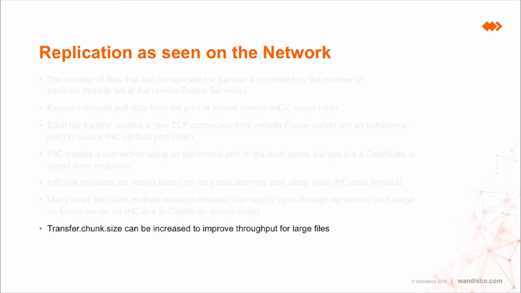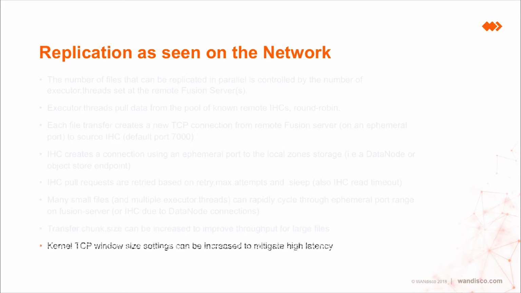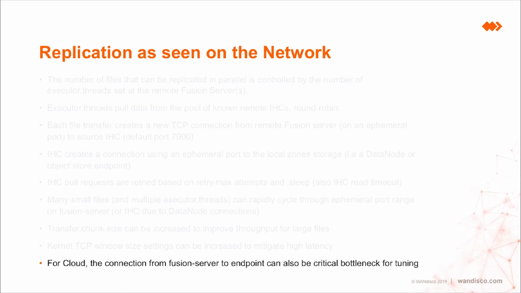The transfer chunk size can be increased to improve throughput for the larger files, and the kernel TCP window size settings can be increased to mitigate high latency. For the cloud, the connection from the Fusion server to the endpoint can also be critical for bottleneck tuning. Another point to note on the cloud connection is the number of hops between your Fusion server and your cloud endpoint, and that could be cloud to cloud, the cloud object storage in different clouds, or from on-prem to the cloud. The number of hops can significantly affect that replication.